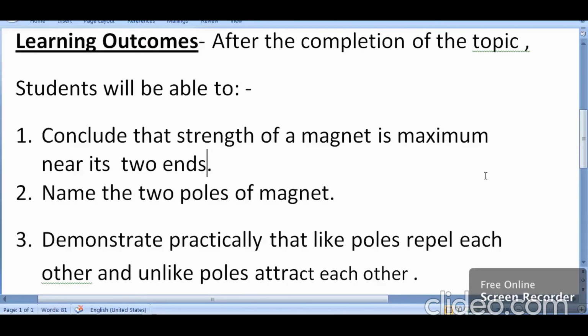Dear students, after studying today's topic, now you will be able to conclude that the strength of a magnet is maximum near its two ends, that is, at its poles. You can also name the two poles of the magnet. One is the north pole and the other is the south pole. And you can practically demonstrate that like poles repel each other and unlike poles attract each other.